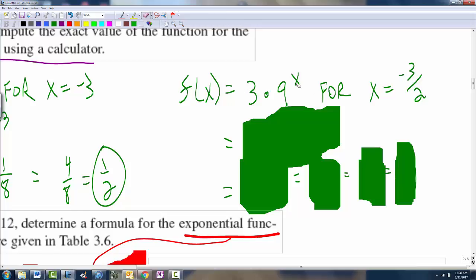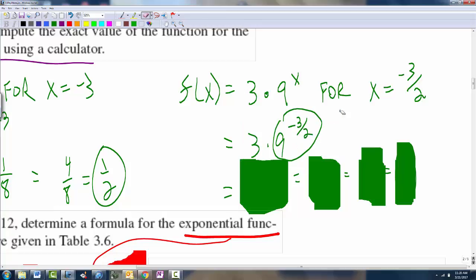Now, what's a negative exponent do? When I plug in -3/2, what does that do? Now, does the 3/2 flip or does the 9 flip? It's the 9. I have people do that all the time.